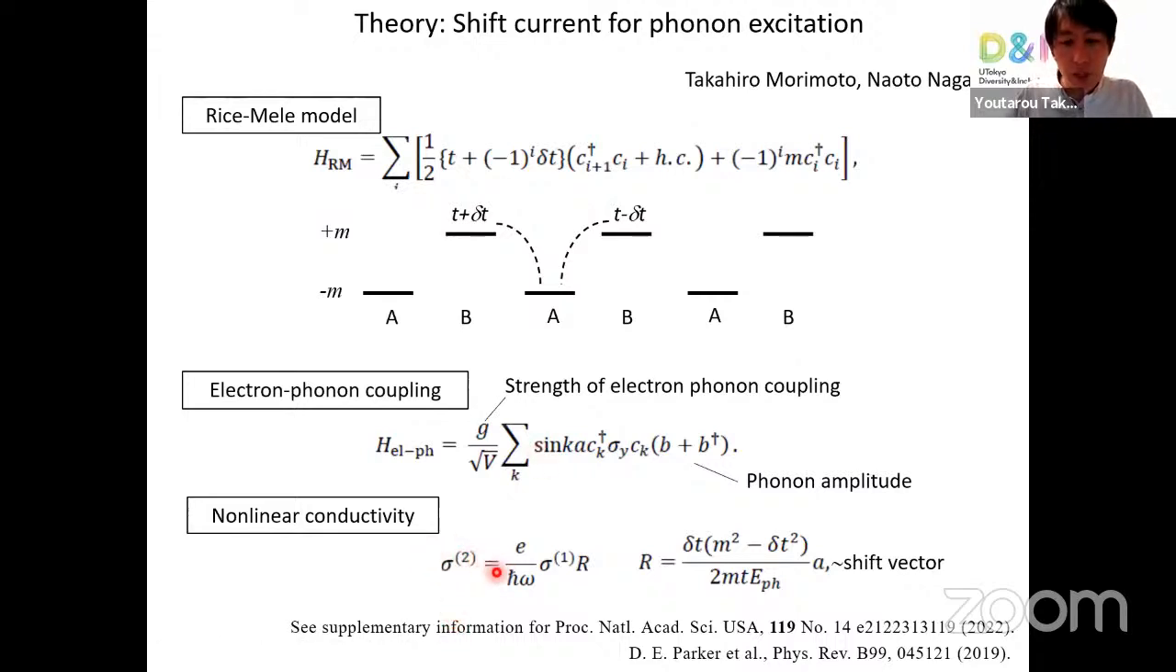This sigma 2 is written using sigma 1, which is the usual optical conductivity, and R, which is the shift vector. This result suggests that the creation of a phonon can induce the shift current, or photocurrent, even in an insulator, without the creation of an electron-hole pair.